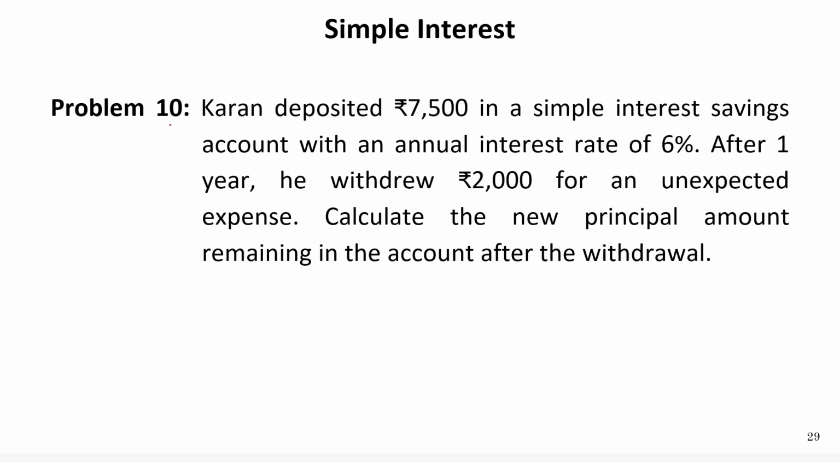Okay, so let's see problem number 10. So he deposited 7500 in a simple interest savings account with an annual interest rate of 6%. After 1 year, he withdrew 2000 for an unexpected expense. So calculate the new principal amount remaining in the account after the withdrawal.